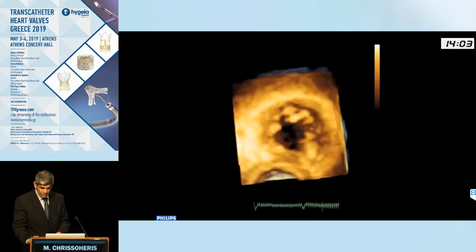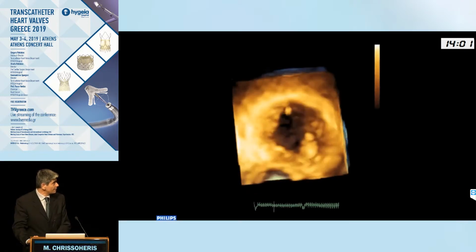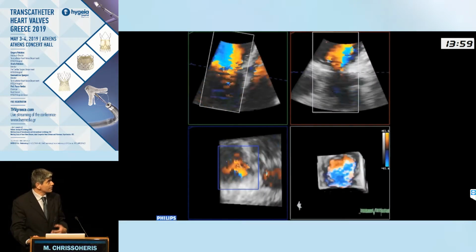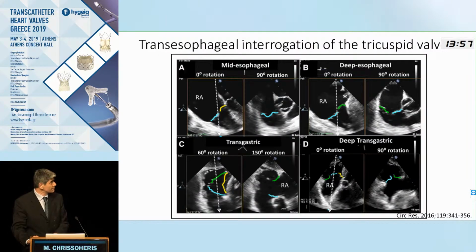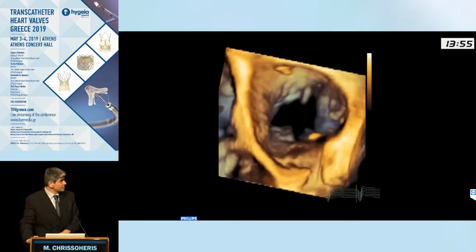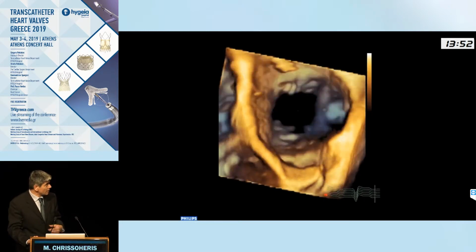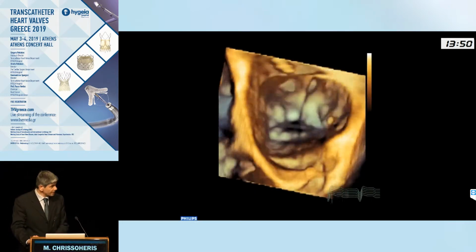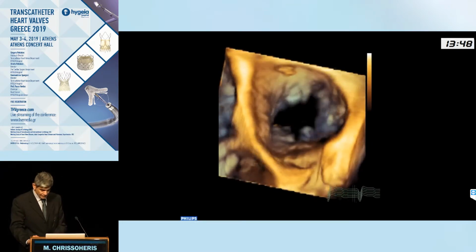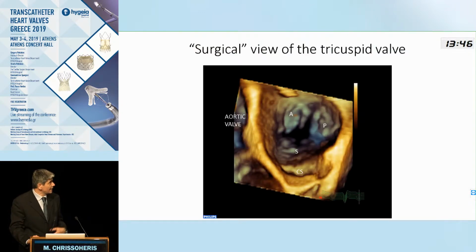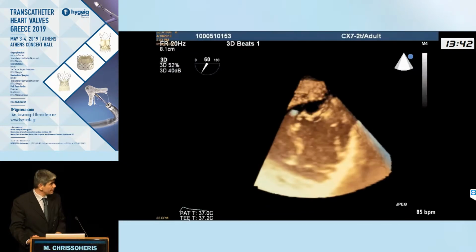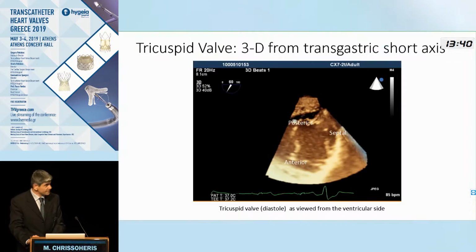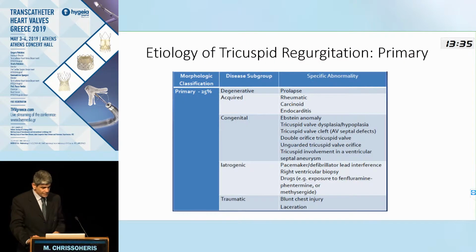Traditional 2D methods by transthoracic echo had their limitations, but now with 3D echo, we can actually better visualize the tricuspid valve leaflets and understand better the degree and the severity of regurgitation. In addition, transesophageal modalities help us have a better understanding of the tricuspid valve apparatus and the leaflets and their relation to the different neighboring structures. Here, from a transgastric view, we can understand better the different leaflets of the tricuspid.